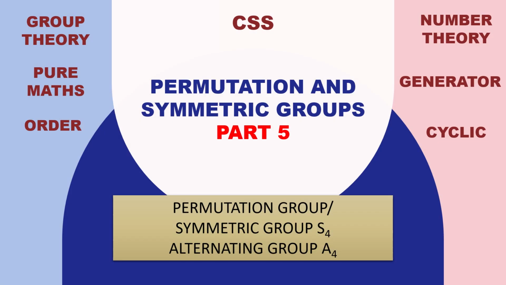Today we are going to continue with our pure mathematics portion. We have already covered permutation and symmetric groups, and this is part 5 of the series of permutation and symmetric groups, where in the previous lecture we talked about the symmetric group S₄ and the alternating group A₄.